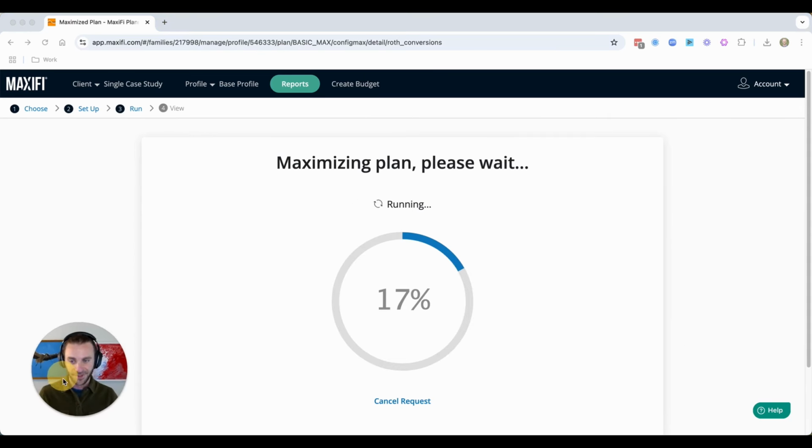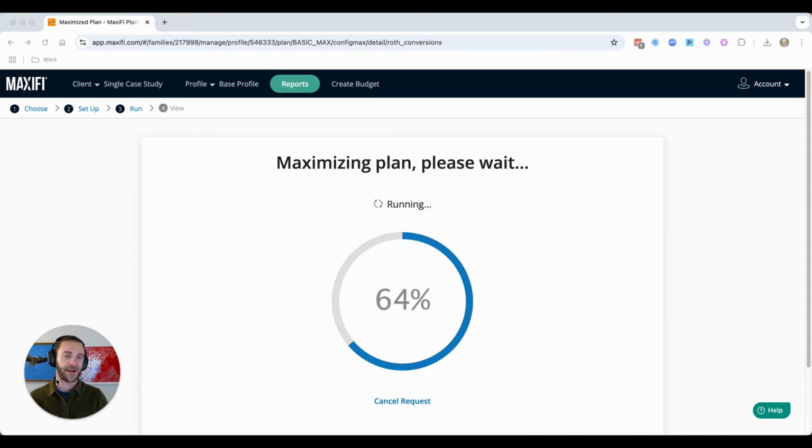This might take just a couple seconds. It might take a couple minutes depending on the complexity. So a little bit about Roth conversions. The idea of Roth conversions is pretty straightforward. I want to pay more in taxes today to reduce my taxes in the future. And why would I want to do that?